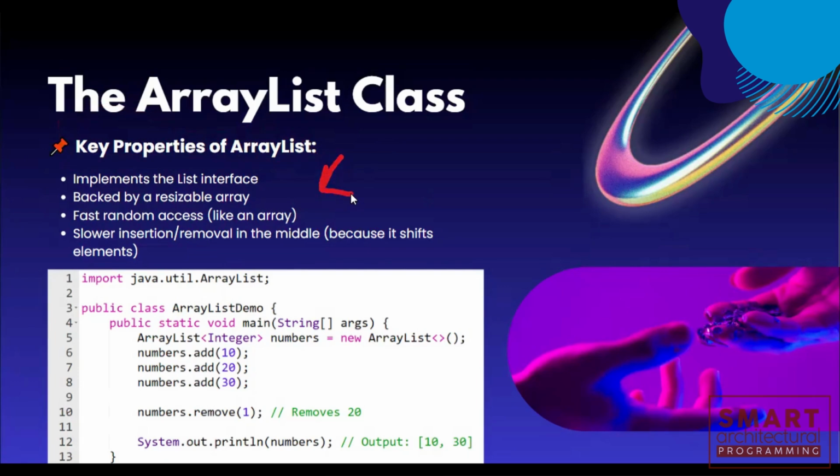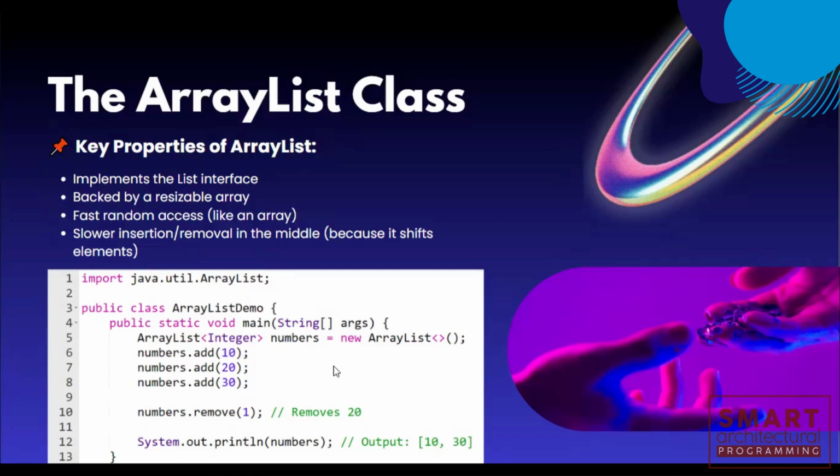So what are the key properties of an ArrayList? It implements the List interface. It is backed by a resizable array, and it has fast random access like an array, and slower insertion and removal in the middle because it shifts elements. We need to understand certain aspects of ArrayList, and how there are important aspects to this. We have the add function, the get function, the set function, and the size function.